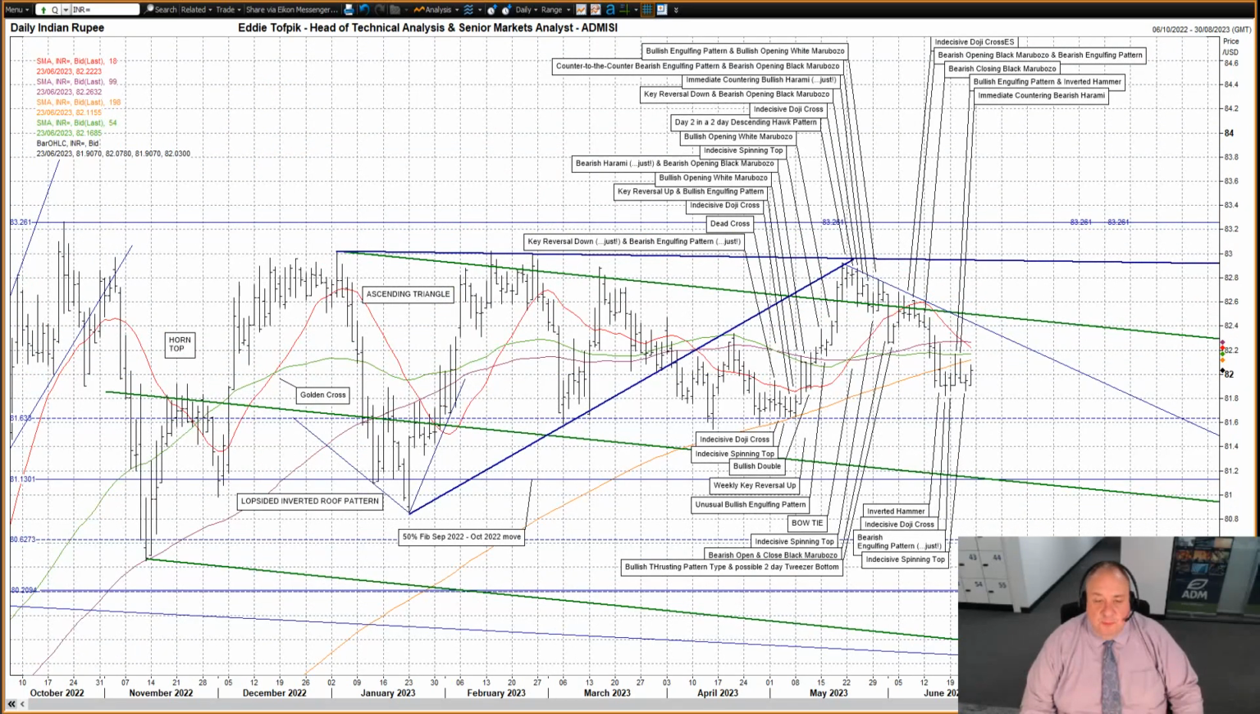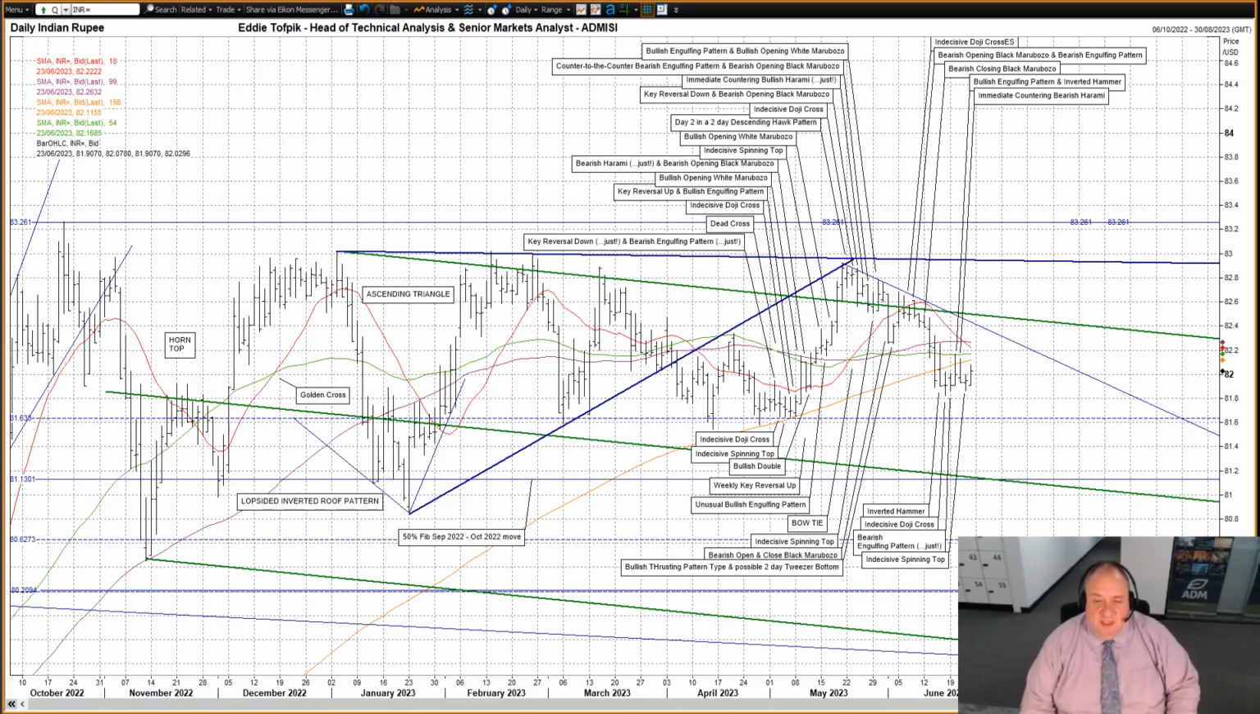US dollar against the Indian rupee. An indecisive spinning top yesterday. I'm starting to have a suspicion that the market may be looking to build up a congestion area around where we are now, roughly between about 81.90 to 82 even. We've had a lot of closes around this area and a few highs and lows over the last week and a bit, so I think there may be something to this idea.